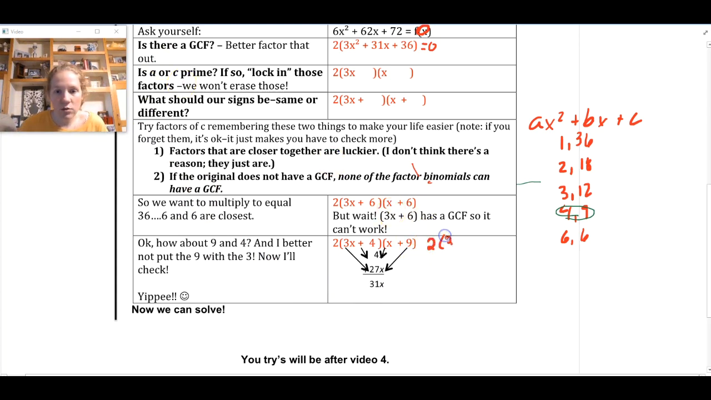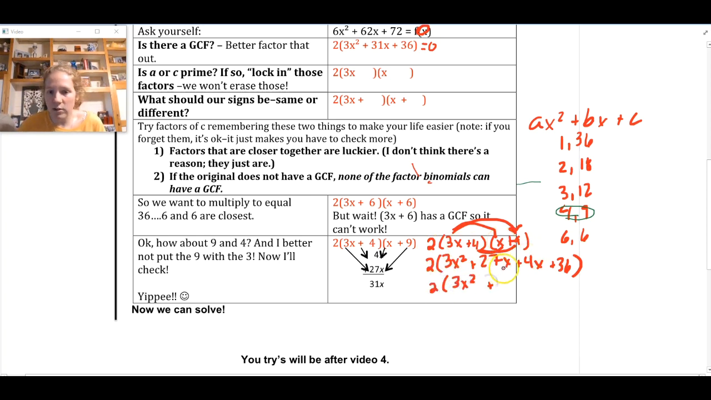When I have 2 times 3x plus 4 times x plus 9, if I multiply 3x times x, I get 3x squared. 3x times 9, I get 27x. 4 times x is 4x, and 4 times 9 is 36. I've still got that 2 out in front, so I could distribute that, but really, as long as I get that 3x squared, 27x plus 4x is 31, as long as I've got those internals correct, I know that distributing the 2 is going to get me back to my original answer. So that means I'm ready to solve.